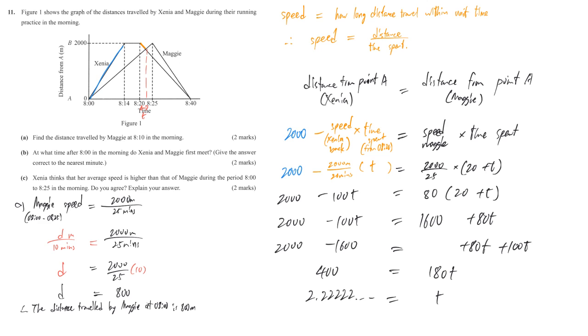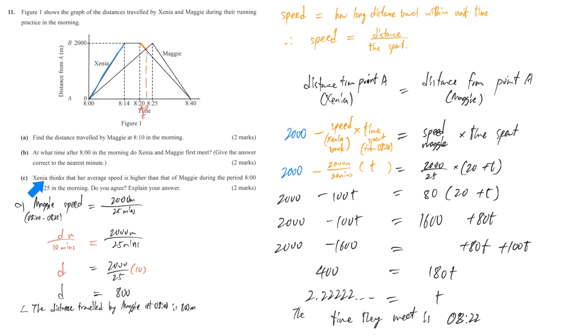And then we have to answer the question: what is the time? So it's 2.222 minutes after 8:22. So we should write down the time. It is 8 o'clock 22.22222. The question said correct to the nearest minute. So that means 8:22 because 0.22 is not more than half.